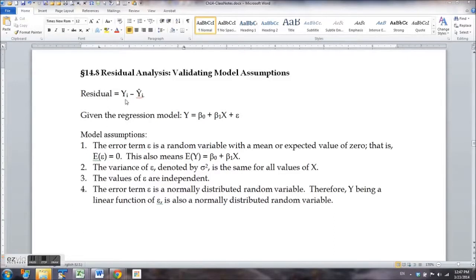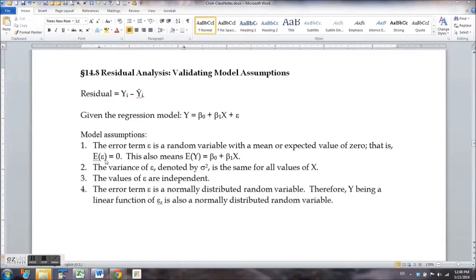So residual is the actual y value minus the predicted y value. So that is also the regression error, and we call it residual. And we can plot the residuals to see whether the assumptions for regression analysis are reasonable or not. So given the regression model, the assumptions are about the error term. So the error term is the residual.